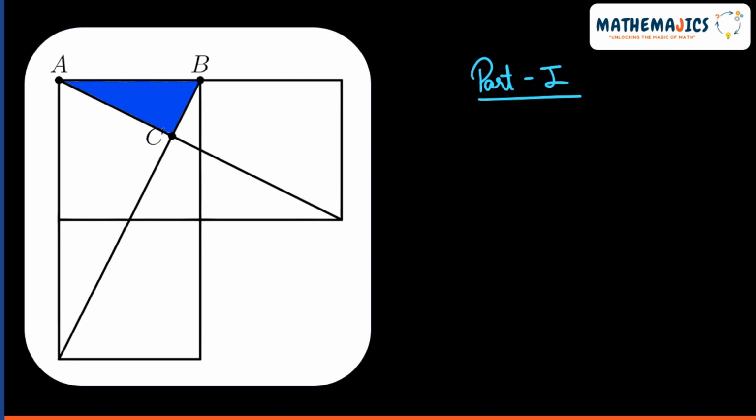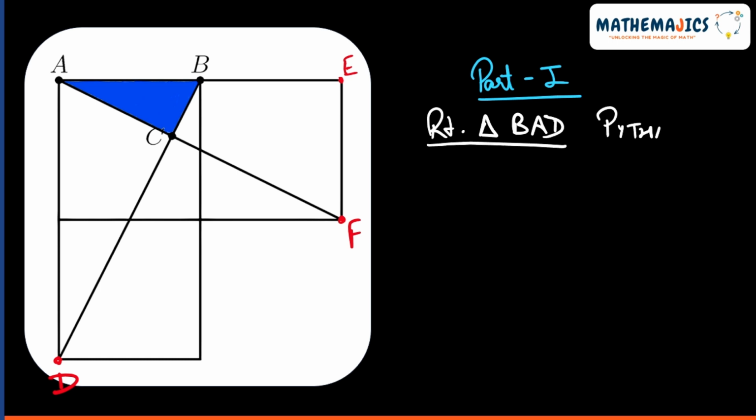In part 1, first of all, let's name this figure A, B, C, and let this point be point D, let this point be point E, let this point be point F. In this part, we will be finding the length of BD. How can we find the length of BD? We will go to right triangle BAD and we will be applying the Pythagoras theorem on this triangle.